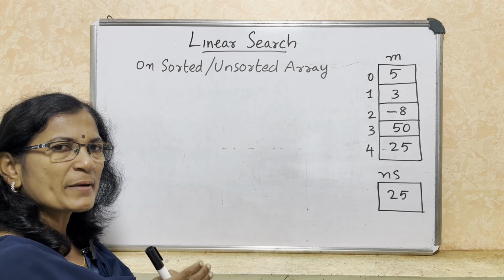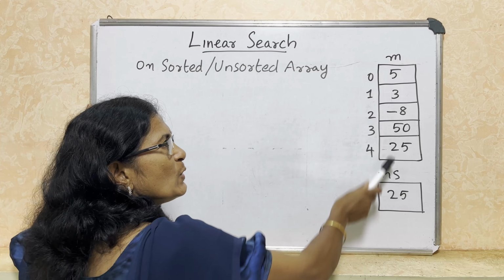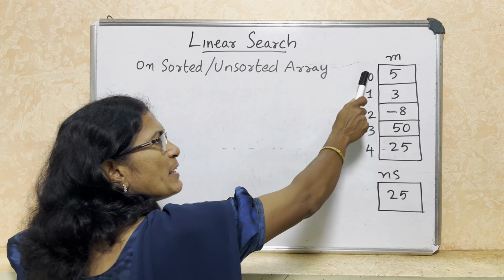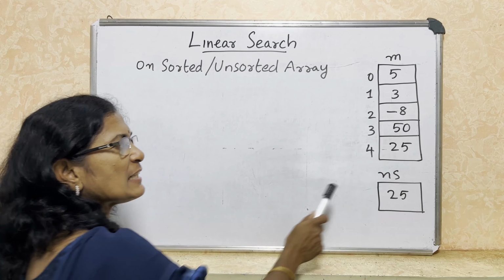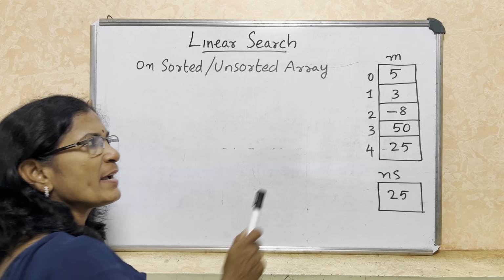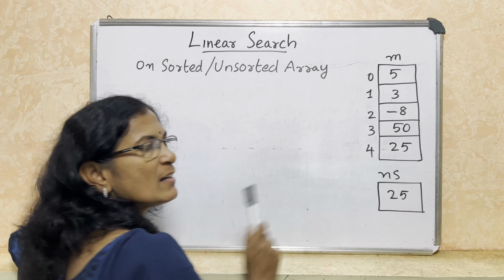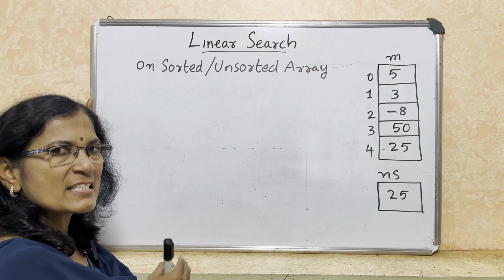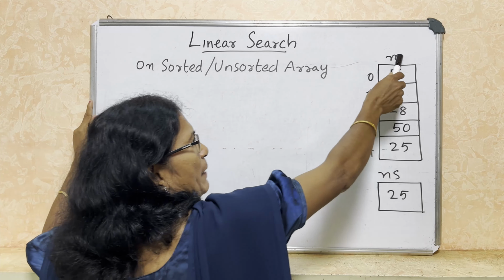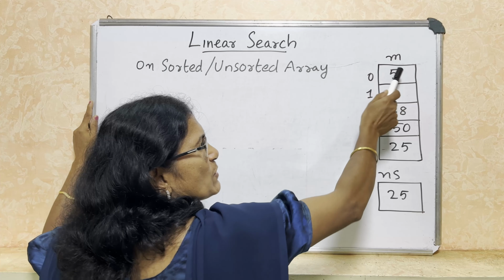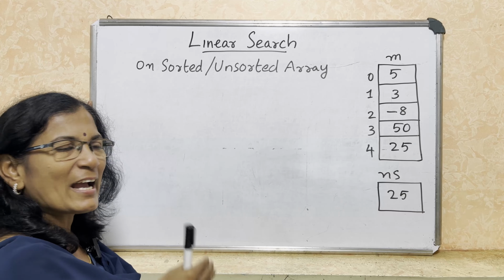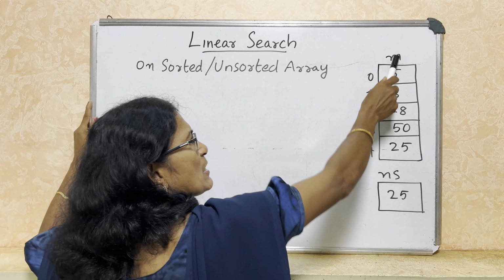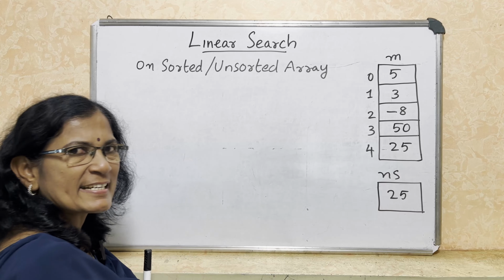In linear search operations, the algorithm is you will access each element of the array right from the beginning, first element onwards till the last element and compare each value with the search value entered by the user. First of all, you will access the first element of the array, M of 0. M of 0 is 5. You will compare that value with the search value given by the user. If M of 0 is equal to the search value entered, no.